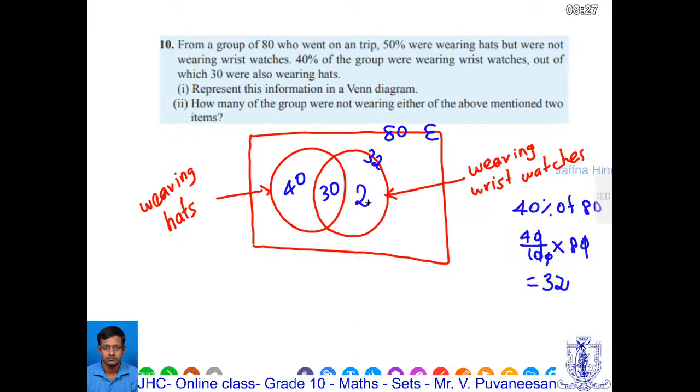Okay, we can find the region outside these two circles. This is 32 plus 40, 72, so 8. Okay, we found each region. We represented this information in a Venn diagram. How many of the group were not wearing either of the above mentioned two items? That is outside the two circles, 8. We can find it easily.